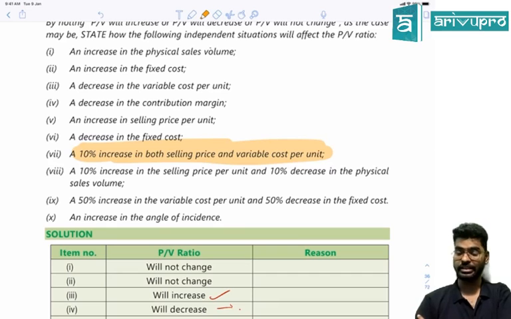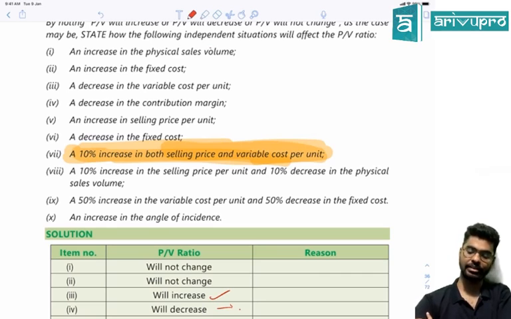Guys, there is an increase of both selling price as well as variable cost. Nivedita says no impact on PV ratio. Does anyone want to support Nivedita? No change in PVR, Amoda. No change since both are increasing together. Narmata. Okay, let me take an example.